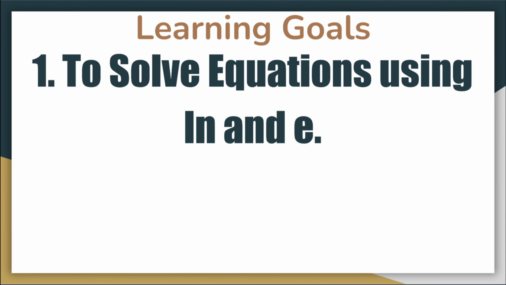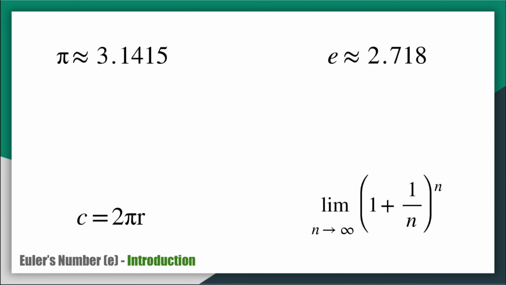To solve equations using the natural log, which is ln, and E. Now, let's break down what E is. It looks like Euler's number, and I thought for many years that it was pronounced that way, but it's actually pronounced Euler, kind of like oil. Okay? And that's how you'll hear me refer to it in this video. Now, E is approximately equal to 2.718.